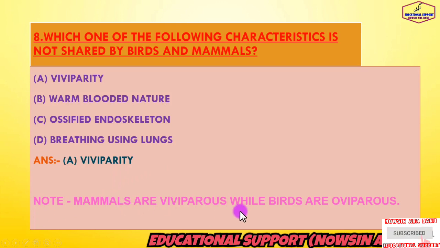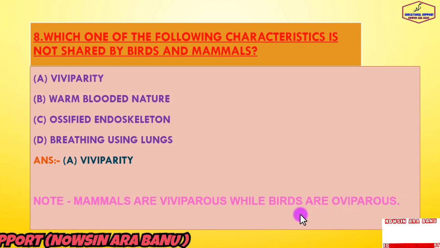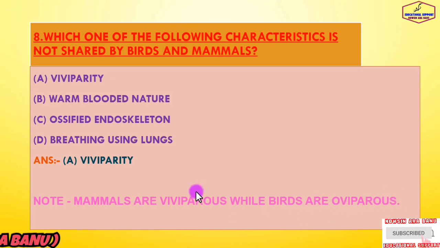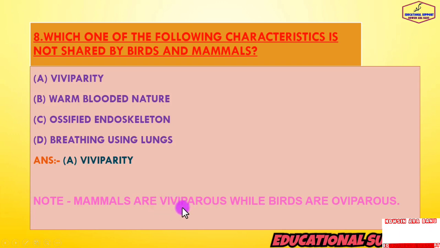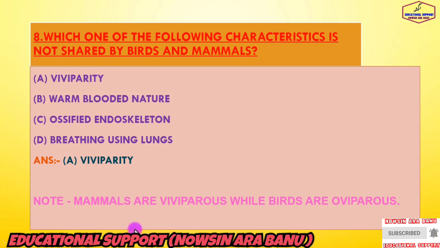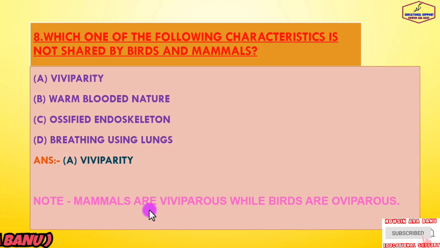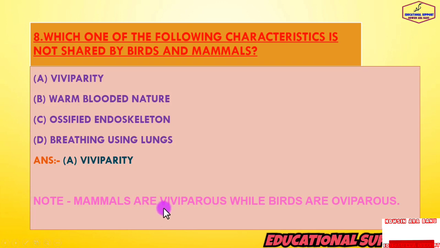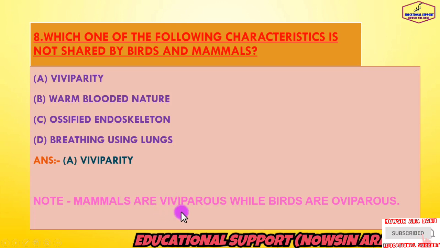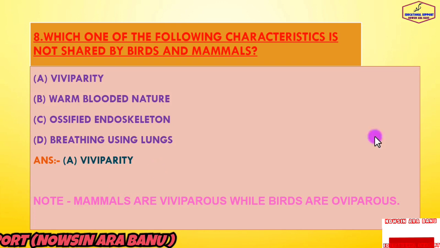Mammals are viviparous, while birds are oviparous, because mammals are viviparous and birds lay eggs. Viviparous means giving birth to offspring that develop within the mother's body, but oviparous means producing eggs that hatch outside the body of the mother. So the answer is viviparity.